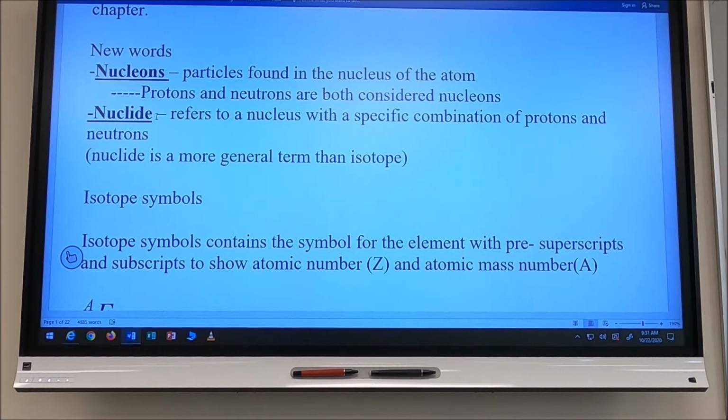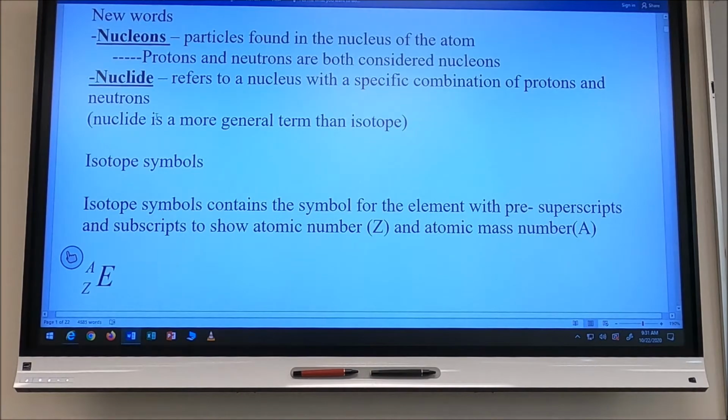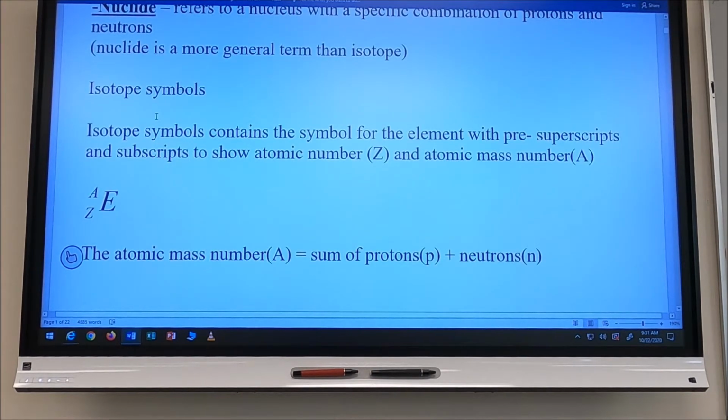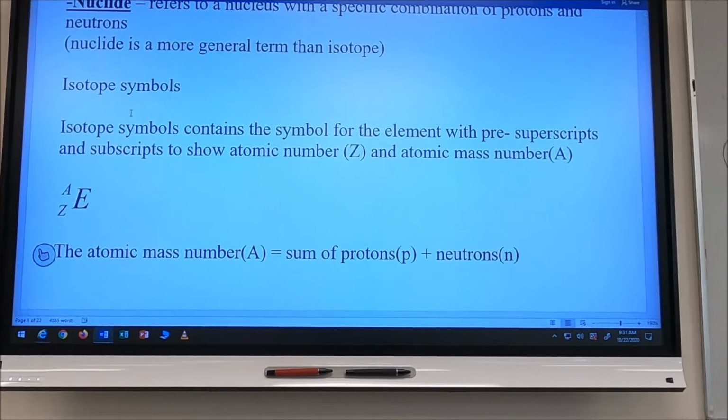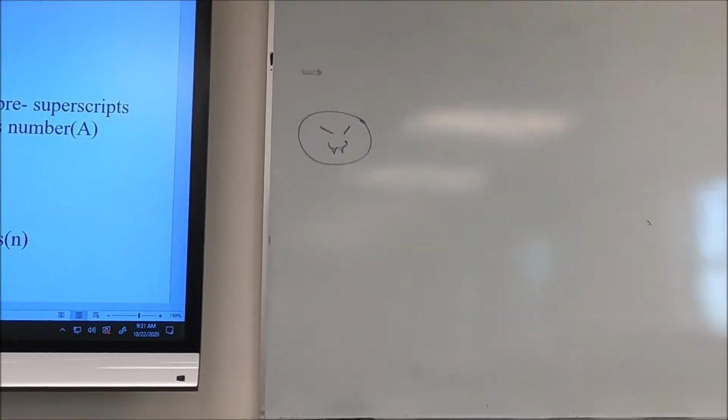Now, in nuclear chemistry, we use isotope symbols a lot. The isotope symbol contains the symbol of the element with a pre-superscript and pre-subscript. The atomic number is a pre-subscript. The atomic mass number is a pre-superscript. So things are going to be in the form A over Z, E, where E is the symbol of the element. So let me show you a couple of examples just to remind you.